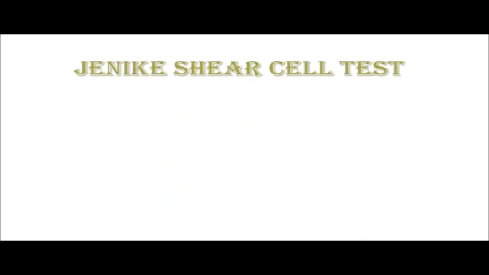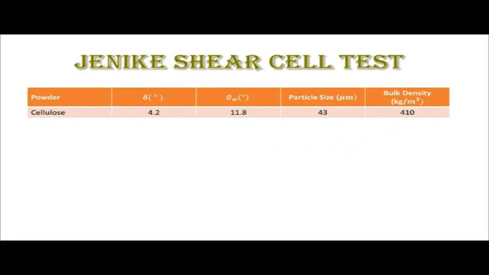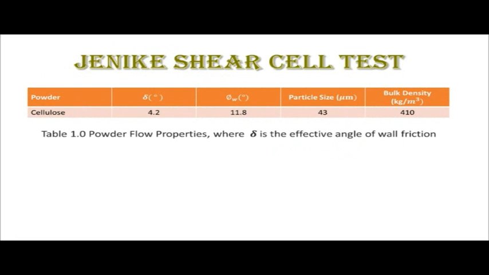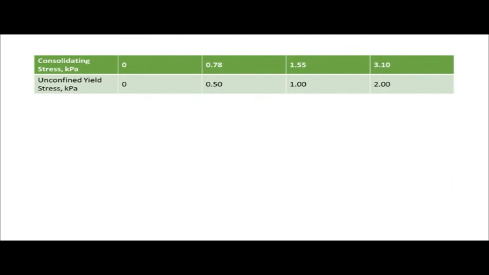The common technique that we use to measure the powder flow properties is the Jenike shear cell test. The powder that we test is cellulose. Table 1.0 shows powder flow properties and Table 1.1 shows the data of the flow function. Next, Table 1.2 shows the data of the straight line equation.